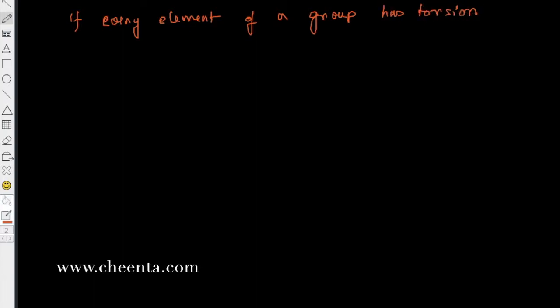If every element of a group has torsion, and more particularly if we have A squared equals identity for all A in the group. So you act it once by A and then it gets back to identity.